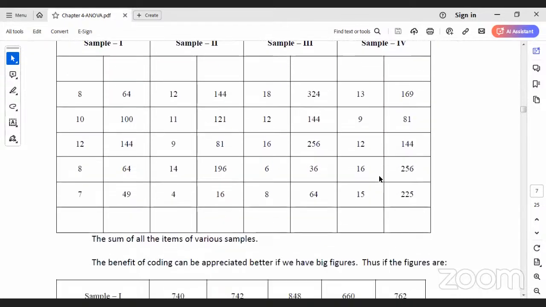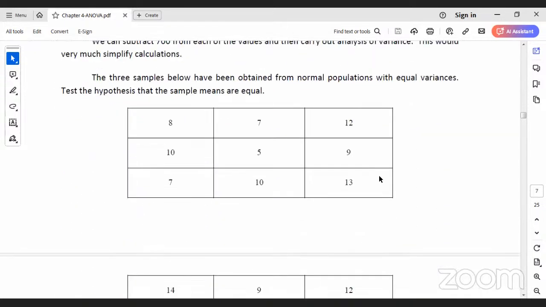So there is one shortcut method. Now it is not required, but you can do that method only.